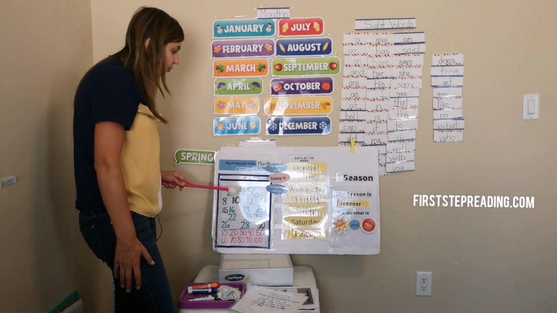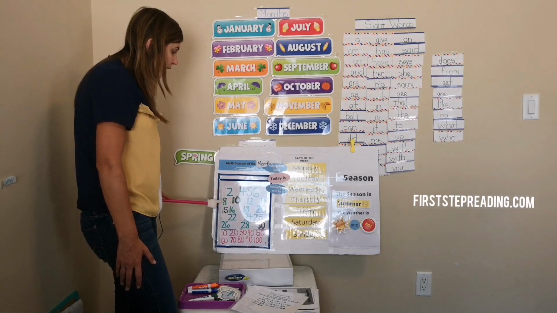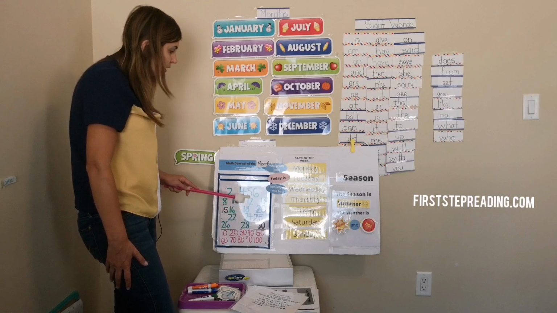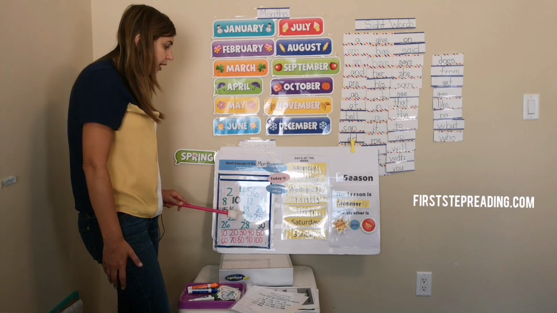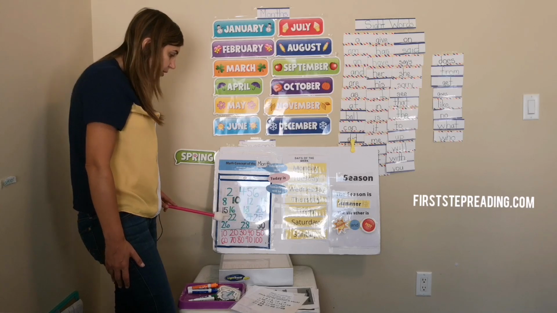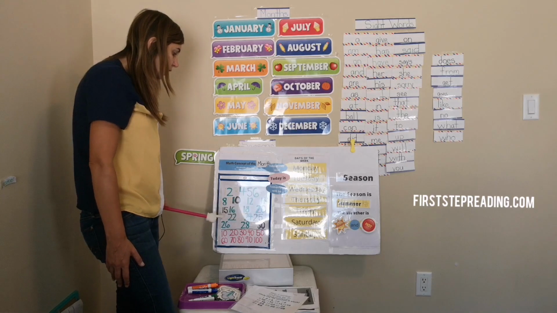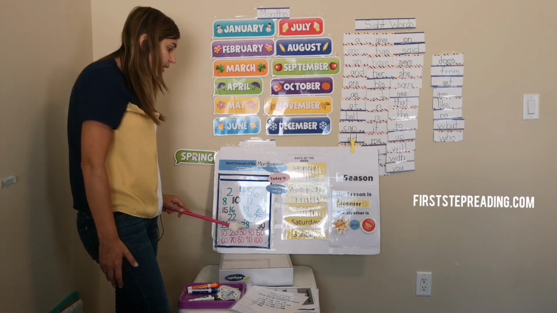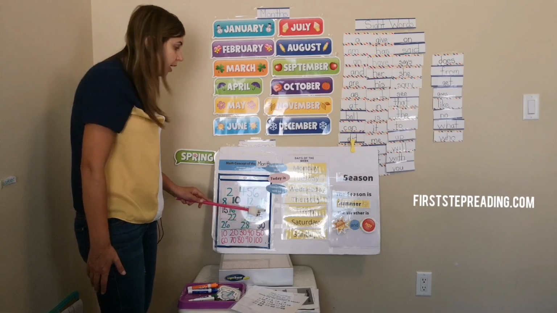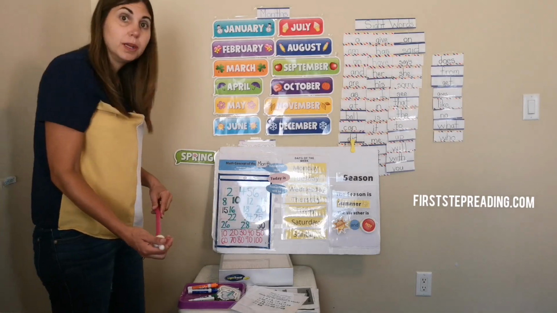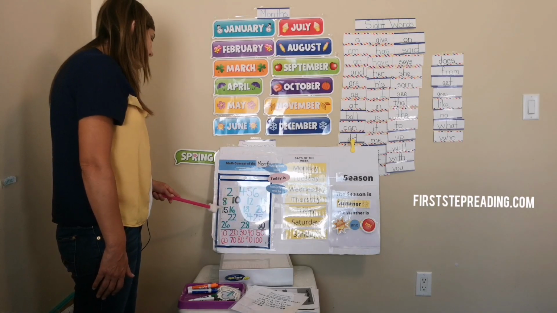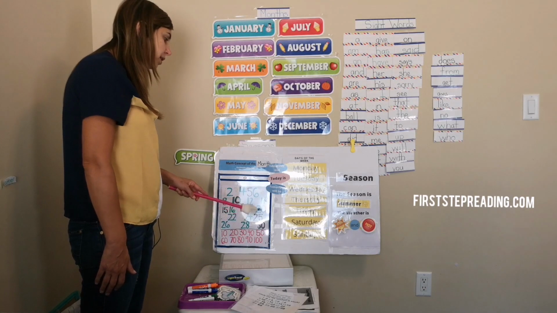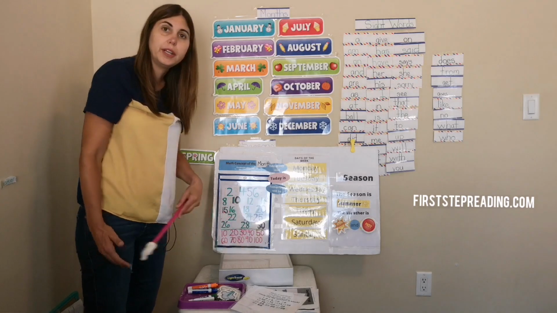2, 4, 6, 8, 10, 12, 14, 16, 18, 20, 22, 24, 26, 28, 30. Amazing job. Now let's do our fives. 5, 10, 15, 20, 25, 30.